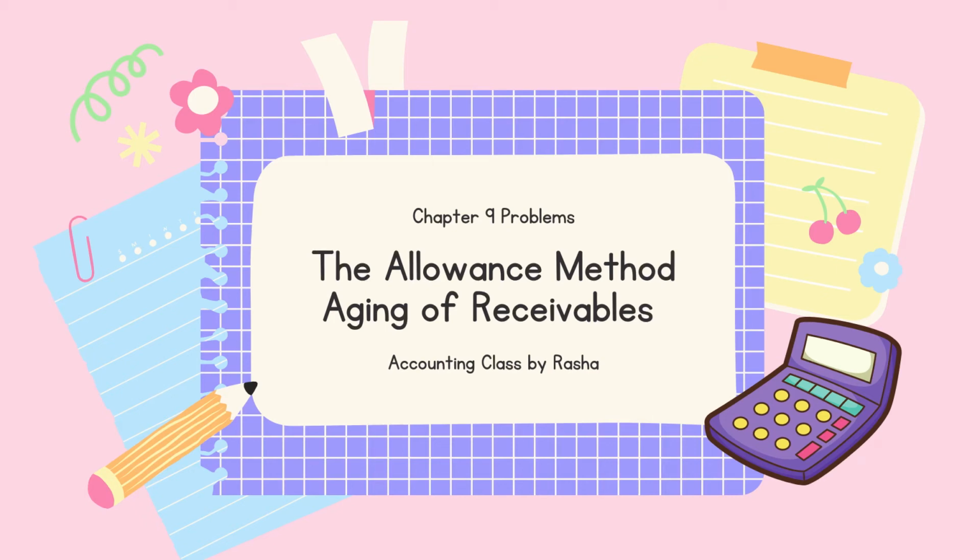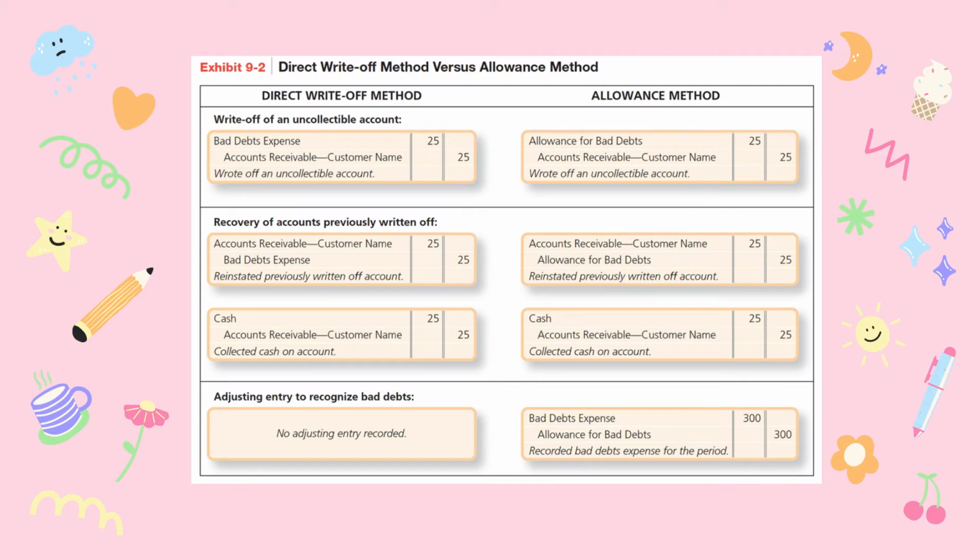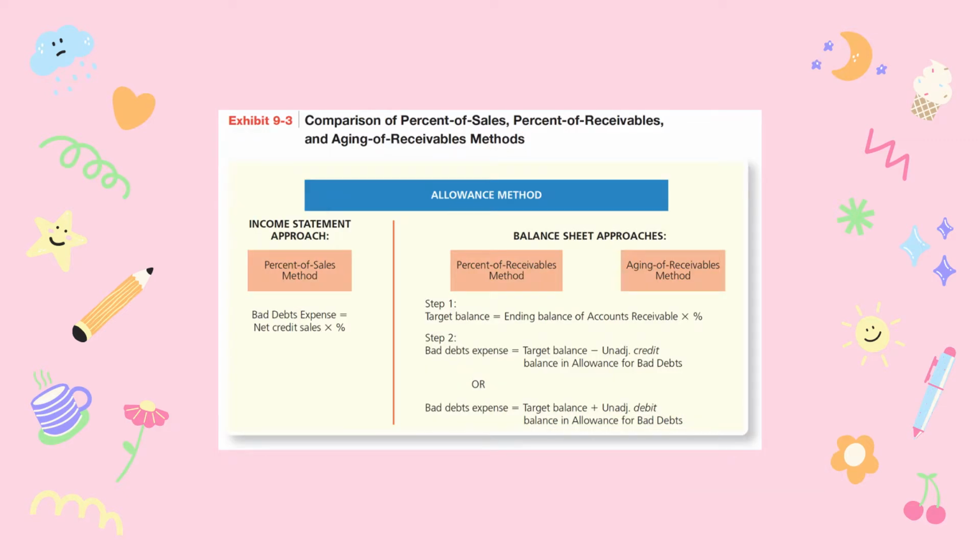Hello, we are still in chapter 9. We are using the allowance method to estimate the uncollectables. I'm using the aging of receivables method. So we are using the allowance method and we want to record the adjusting entry, or the estimation entry, which is bad debts expense to allowance for bad debts. We're going to use the balance sheet approach for the aging of receivables method.